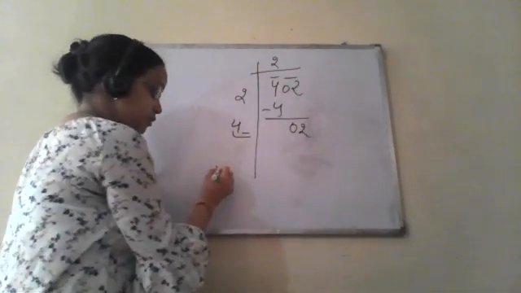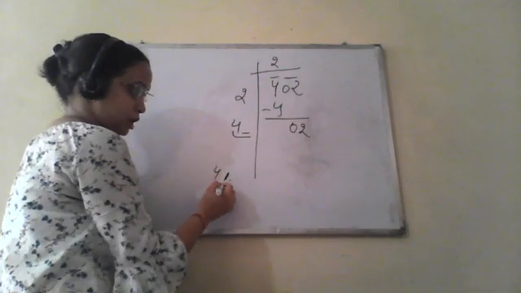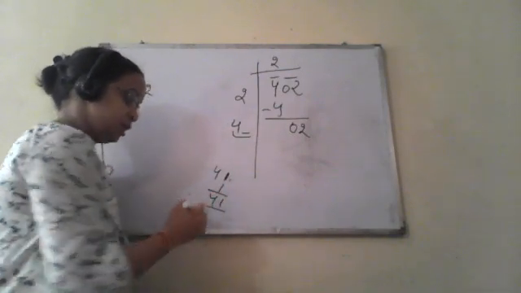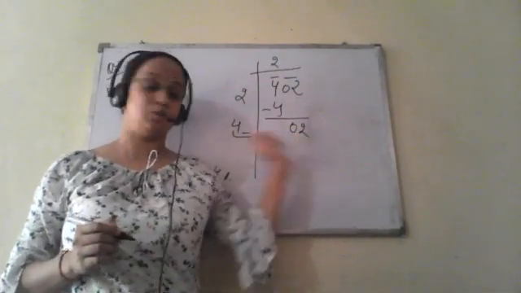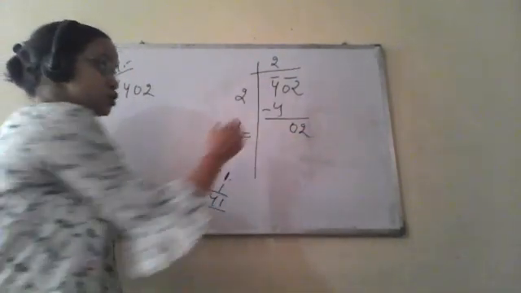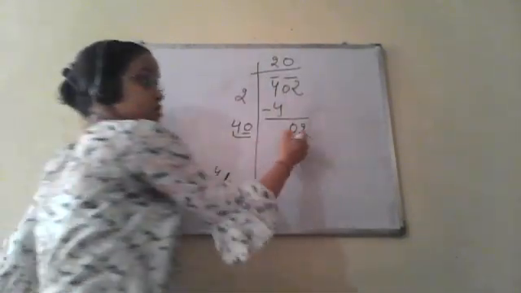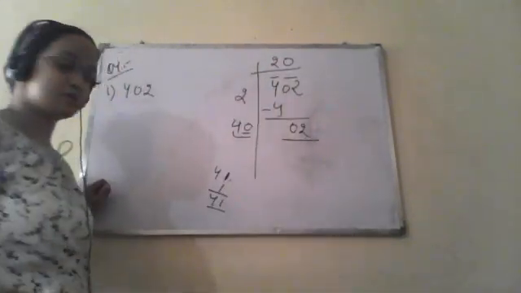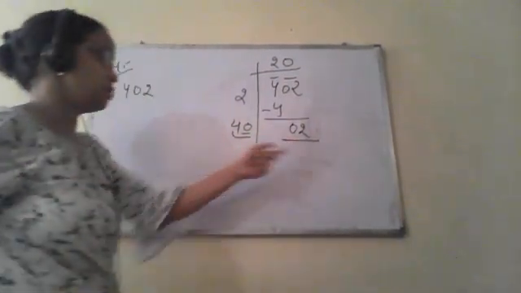Even if I write 41 here, the resulting number will be 41, which is far greater than this 2. So there is no such number, so we will write 0 here, and this 2 is treated as the remainder.